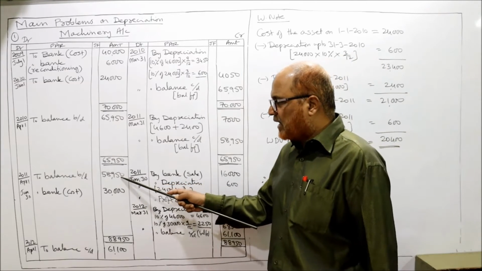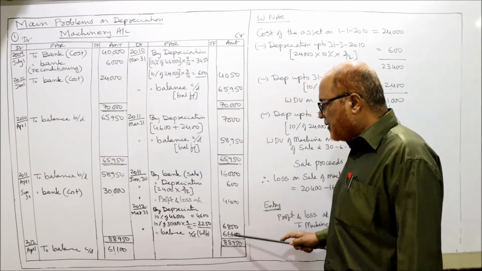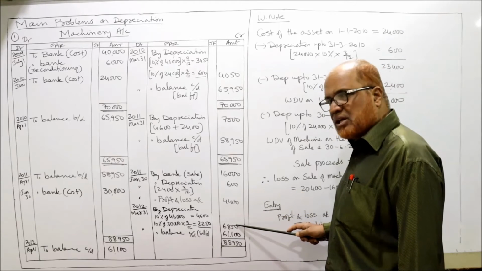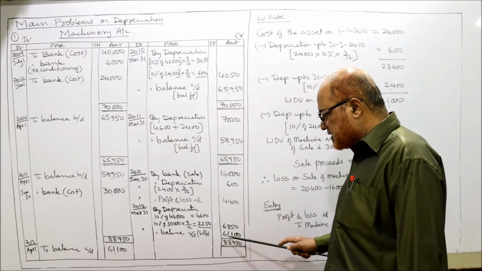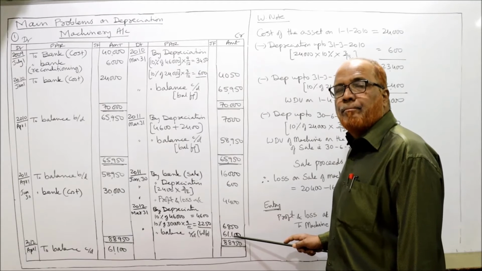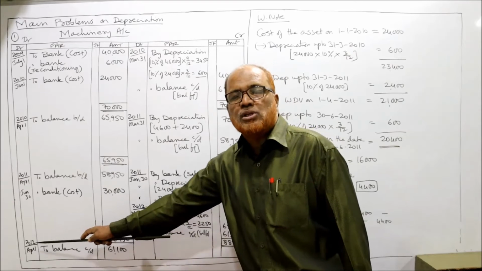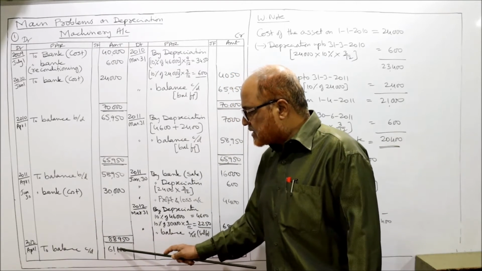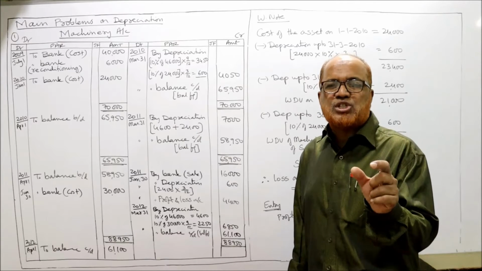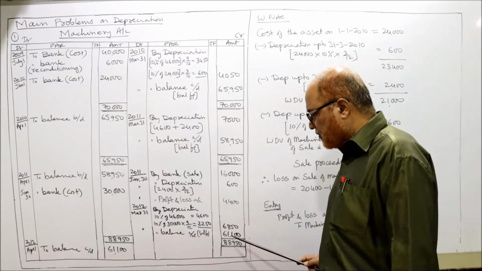Now we'll take the balancing figure. Debit side you take 58,950 plus 30,000, 88,950. So 88,950 minus 16,000 minus 600 minus 4,400 minus 6,850. The balancing figure is 61,100. 61,100 is the balance value of the asset. This is carried over to the next year. 2012 April 1st, 61,100. It is asking you to prepare the machinery account up to 31st March 2012. So here 31st March 2012, this is the value of the machine.